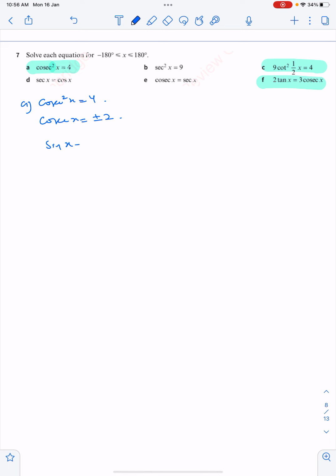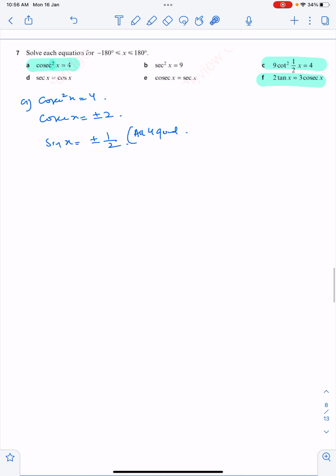So it will become sine of x equals plus minus 1 upon 2. That means I have to look for it in all the 4 quadrants. I don't need to alter the range because it's x here only, so I just have to find out the angles between negative 180 and positive 180. The basic angle is 30, sine inverse of half.